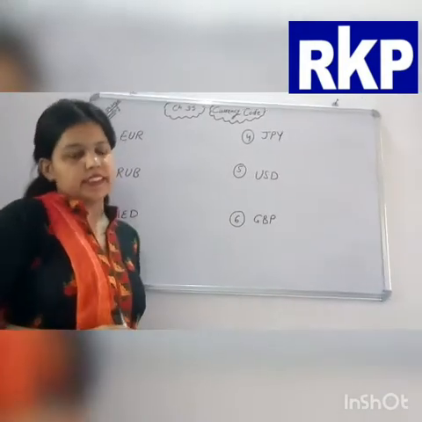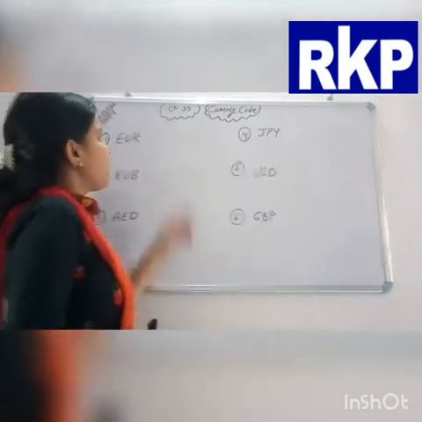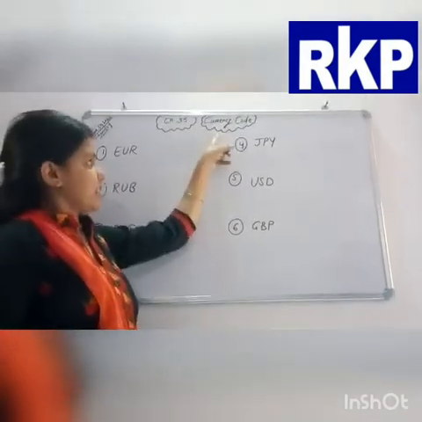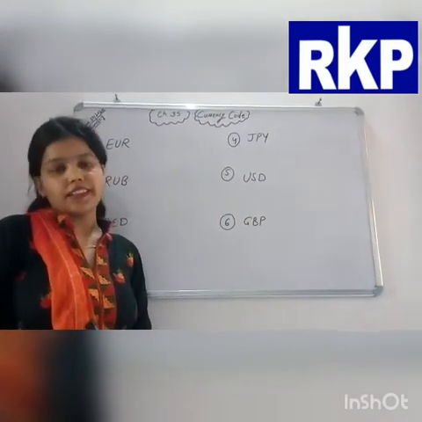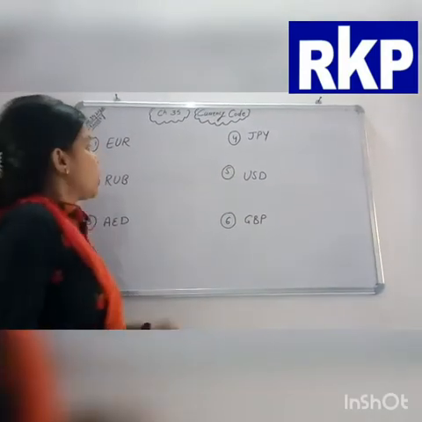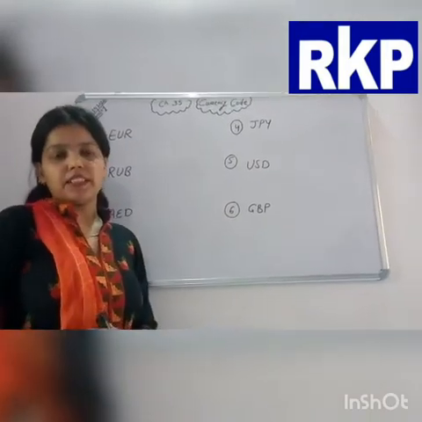Today I am going to discuss two chapters of GK. Chapter number 35, that is currency code, and chapter number 39, that is tickle your mind. So let us proceed with chapter number 35.